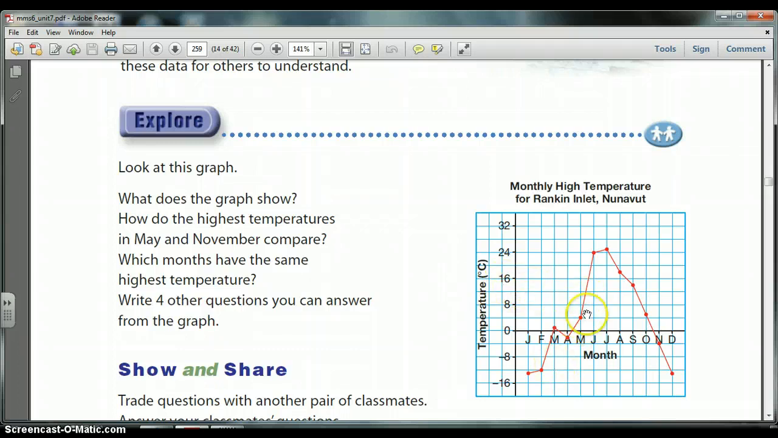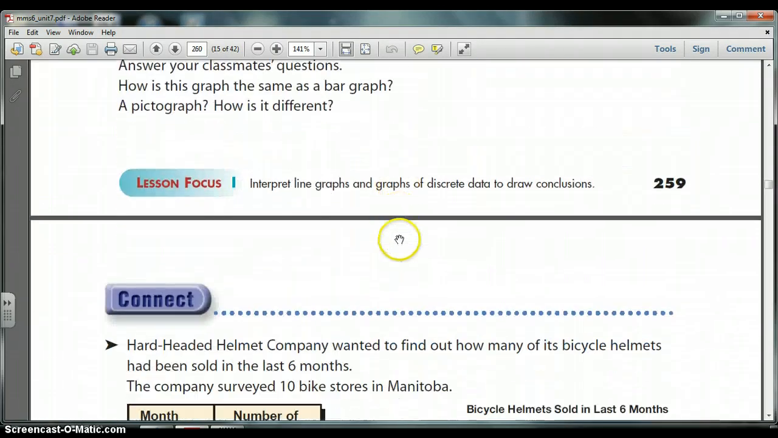Anyway, by looking at the data, we can discover lots of things and we can interpret lots of things here. This is something you need to be aware of. So we're going to move on to some more examples.